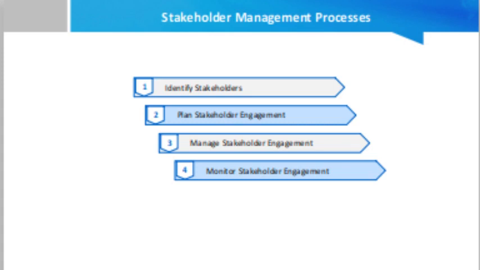Plan stakeholder engagement means how you will involve the stakeholders in the implementation of a project, and before starting the project you must make a stakeholder engagement plan. Basically, you must have a plan for how you will involve the stakeholders in your project. Next is manage stakeholder engagement.